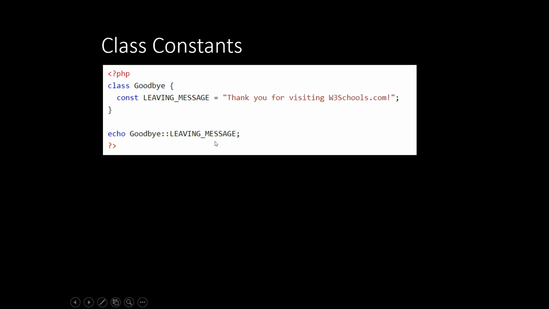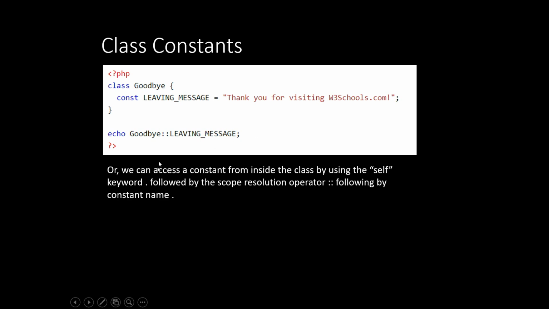So the output of this program is "Thank you for visiting w3schools.com", as the LEAVING_MESSAGE constant contains the value of this one. So hope you will understand. We can access a constant from inside the class by using the self keyword, followed by the scope resolution operator and then the constant name. So if you want to access the constant inside the class, then we use the self keyword.